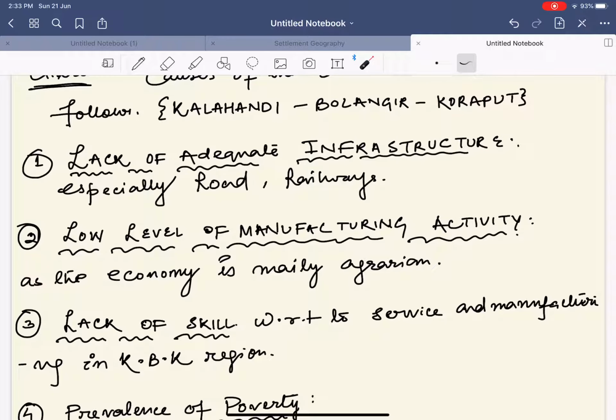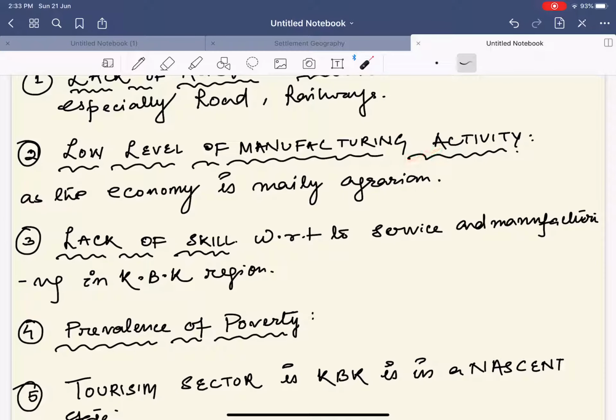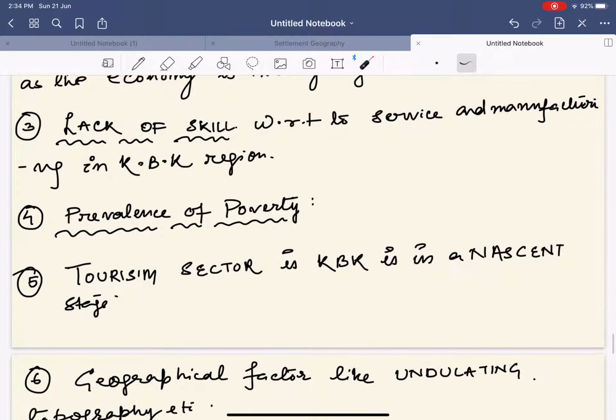See, first of all is the lack of adequate infrastructure, especially roads and railways. If you want, you can expand this very point. Next, low level of manufacturing activity as the economy is mainly agrarian. What is this agrarian? Means agricultural. Next, lack of skill development with respect to the service and manufacturing in the KBK region. Next is the prevalence of poverty. This is the first and most common reason: since there is an absence of development in this region, the poverty rate in this region is quite high.